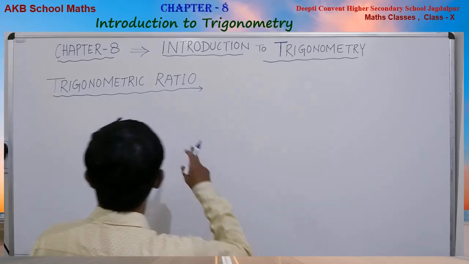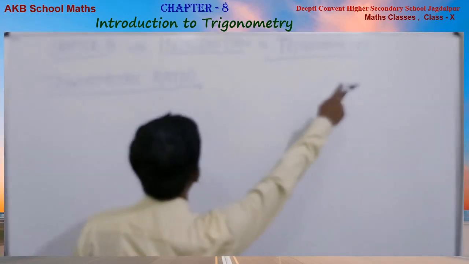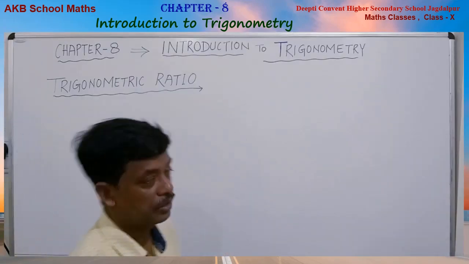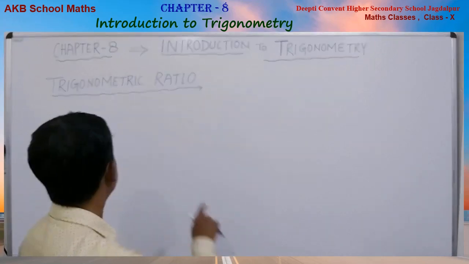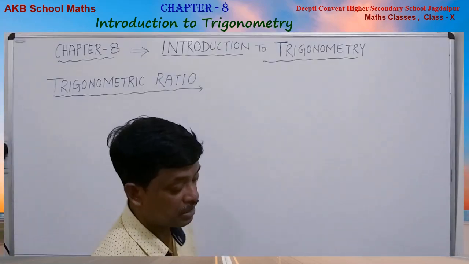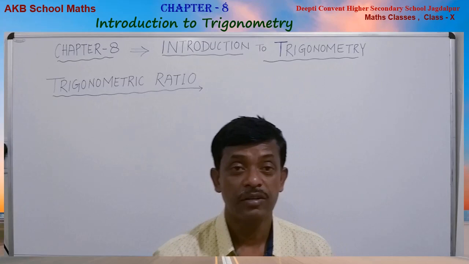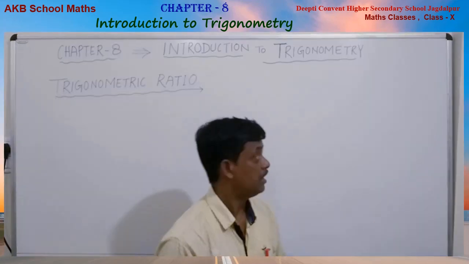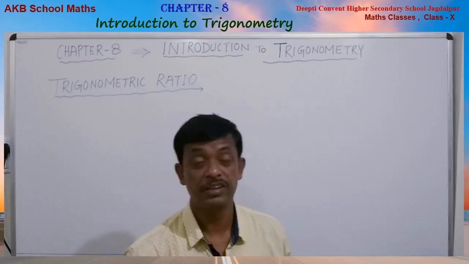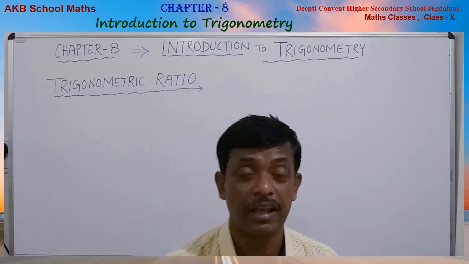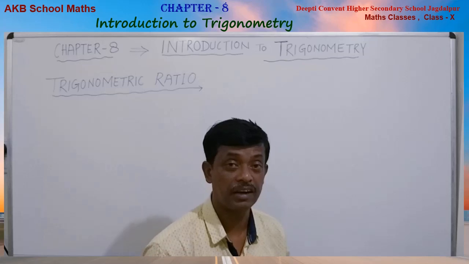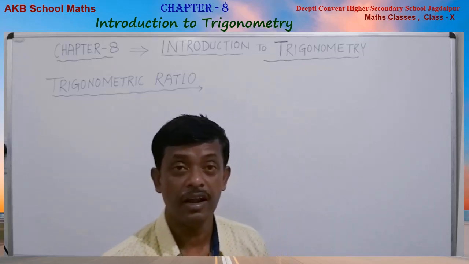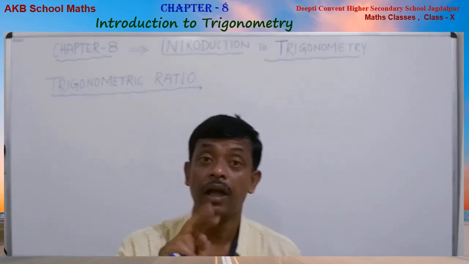So here, chapter 8 of class 10 mathematics, introduction to trigonometry. The first topic is trigonometric ratios. We are trying to learn what ratios are, trigonometric ratios. Tri means three sides of a triangle. We take the three sides of a right angle triangle. Right angle means there will be a 90-degree angle and the other two angles will be acute angles.